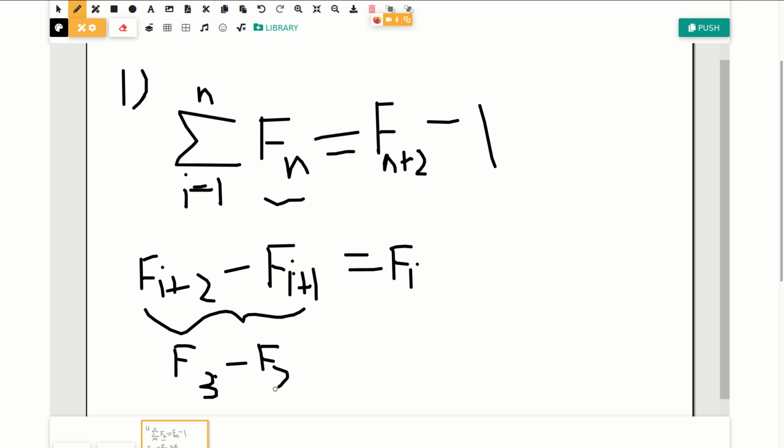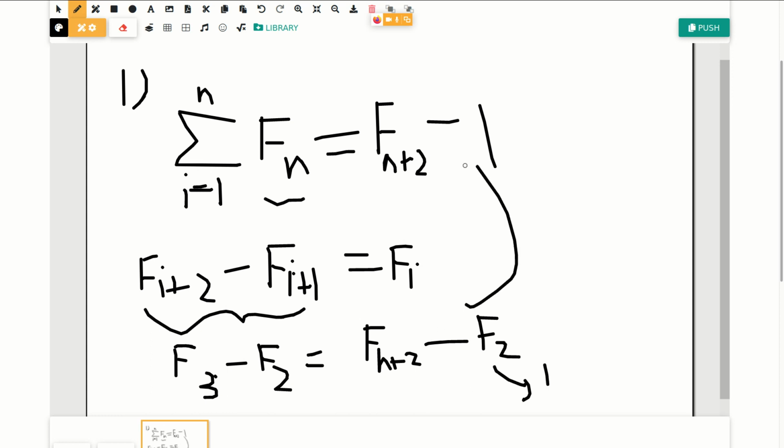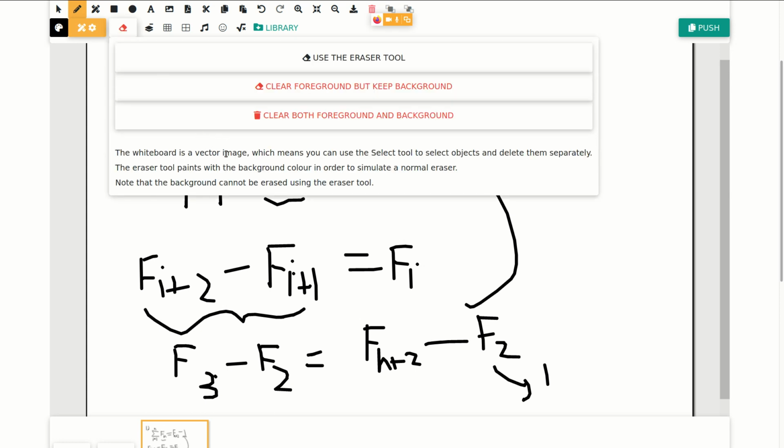So eventually you will get the value equals fn plus 2 minus f2, and you know that f2 is equal to 1 over here. So that's how you arrive at this formula over here. I guess everyone is clear with this. So any questions? Okay, I'll move on then.